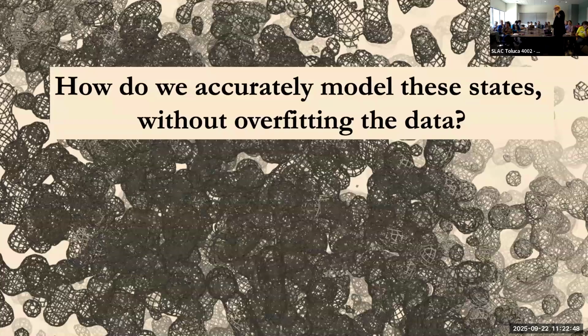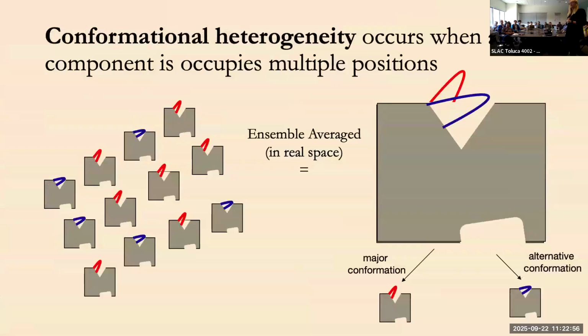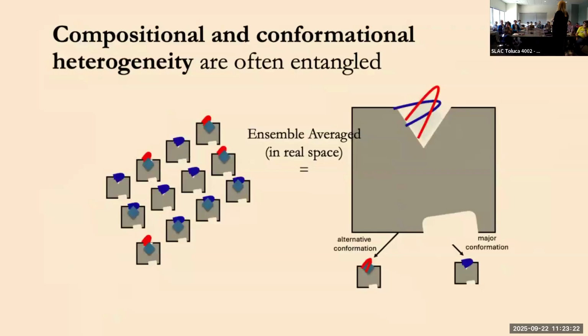And then really thinking about how we deal with 2 types of heterogeneity. The first, what I think we've been talking a lot about today, is conformational heterogeneity. We have it when 2 components occupy multiple positions. And then you have compositional heterogeneity. In X-ray, a lot of times this is a small molecule that is only in certain copies of the protein. In EM, it can be much larger components. But what gets really tricky is that oftentimes these are almost always entangled.